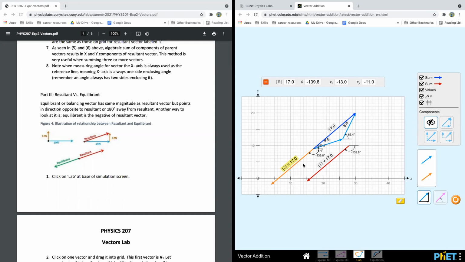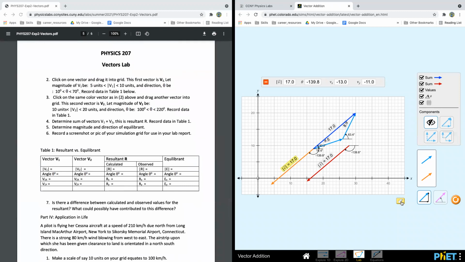But you can see this one is 139.8 and this is 40.2, so added together it is 180. So this orange one is the equilibrium of the resultant. You can basically take it from the name: equilibrium means everything must be balanced. So they have the same magnitude, which is 17 units for both, and the angles should be 180 degrees different. So this is what an equilibrium is.